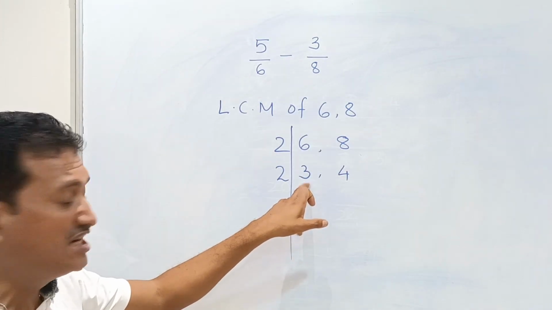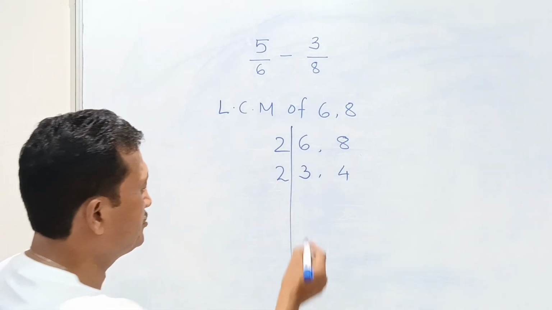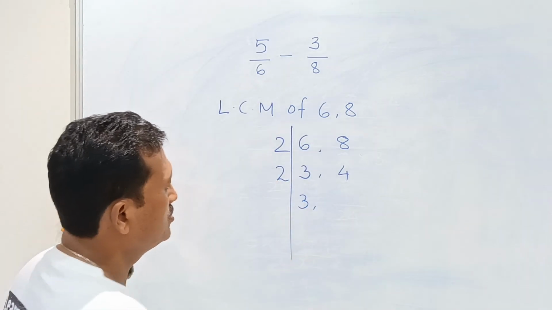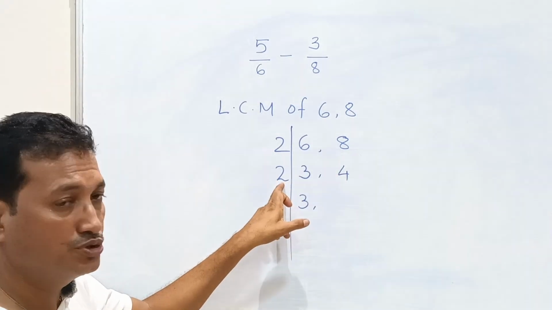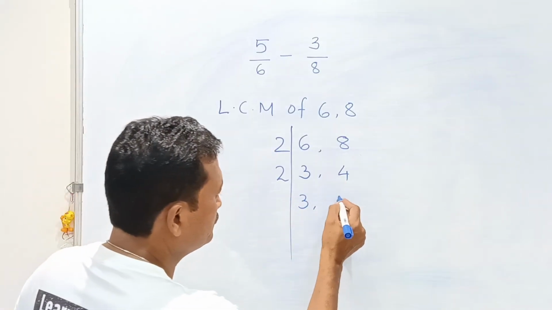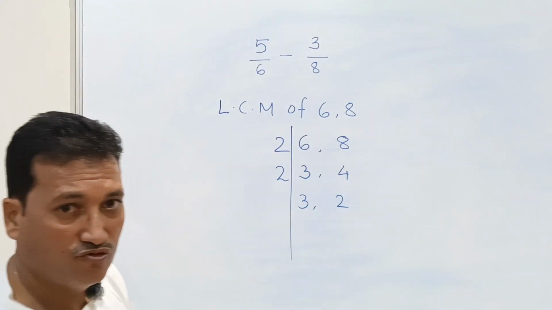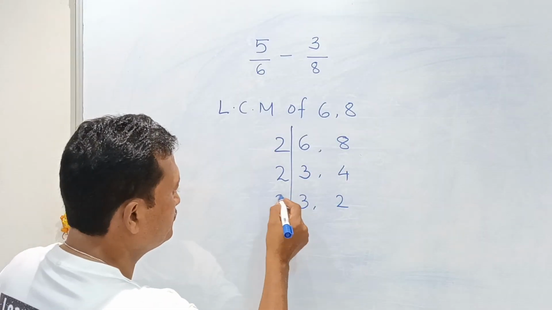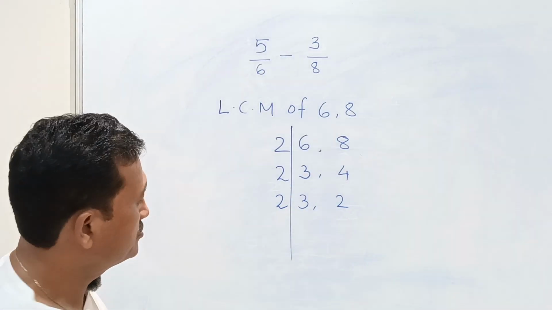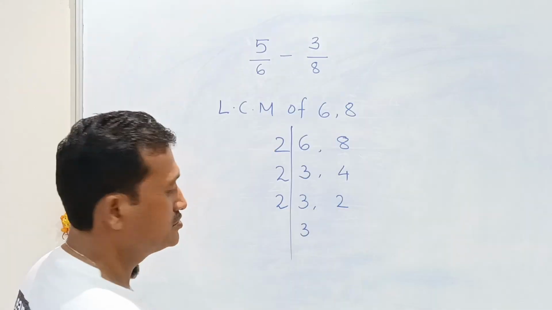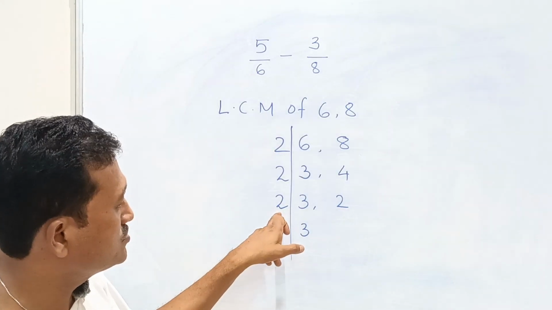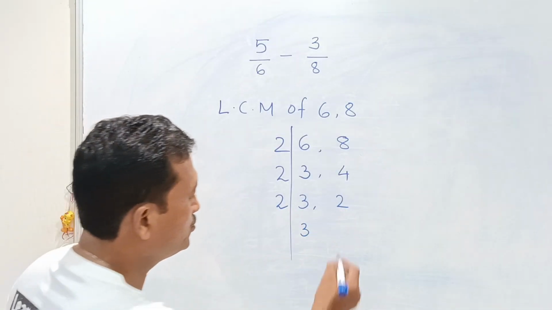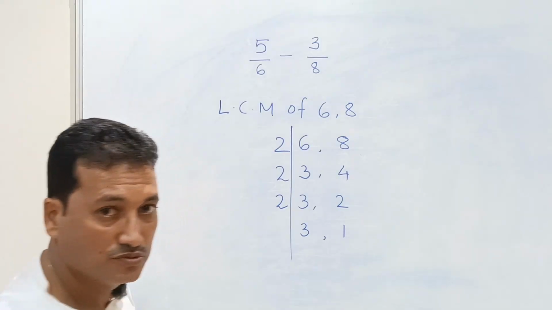3 is not divisible by 2, so we'll take 3 as it is. Now we have to divide 4 by 2. 2 times 2 is 4. Take 2 again. Take down 3 as it is. Now 2 times 1 is 2.